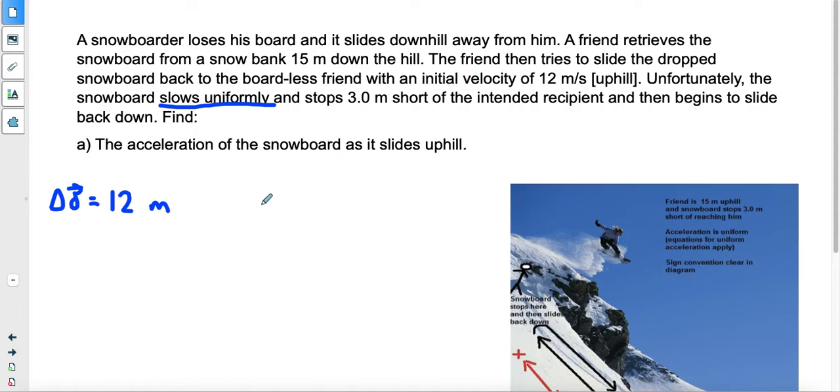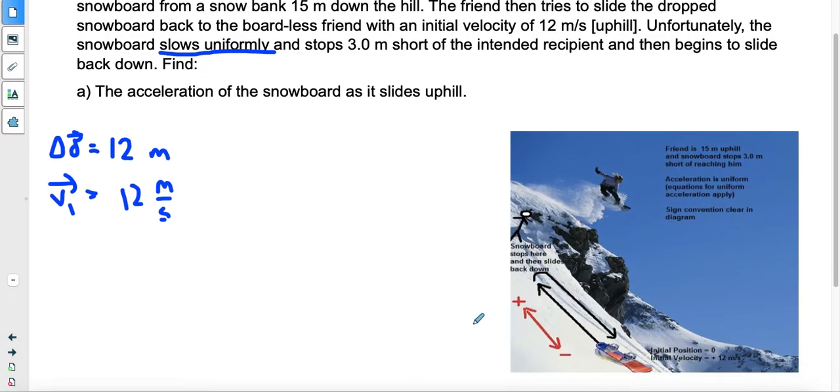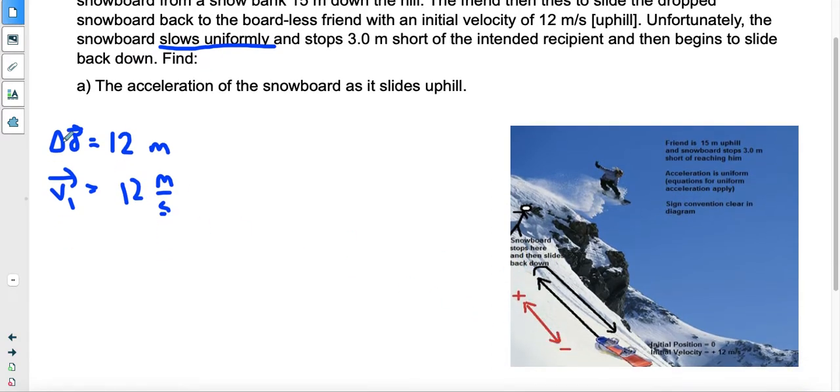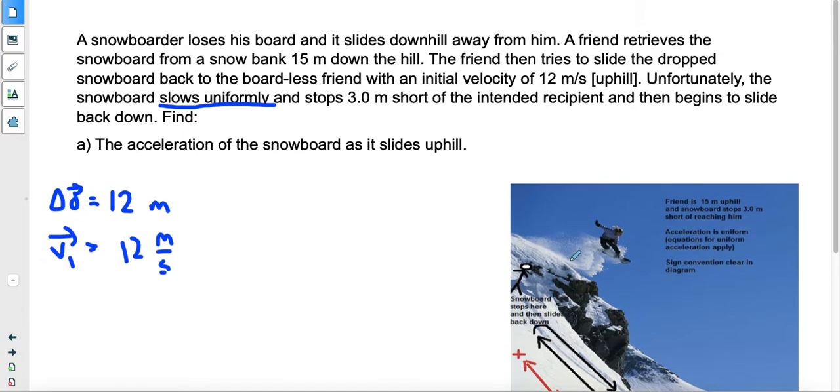The initial velocity is 12 meters per second. And we'd say the initial velocity here is positive, because it's going up the hill. The displacement here is positive. The initial velocity is positive because this is going up the hill. And remember, we defined that direction to be positive.